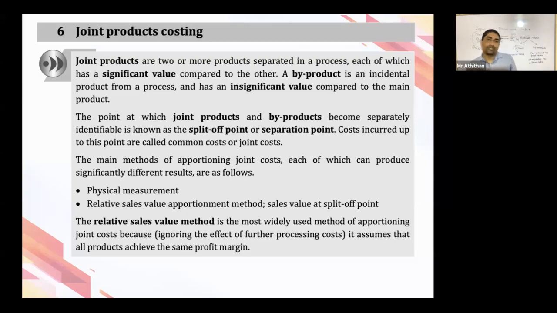The relative sales value method is the most widely used method of apportioning joint cost because, ignoring the effect of further processing cost, it is assumed that all products achieve the same profit margin.